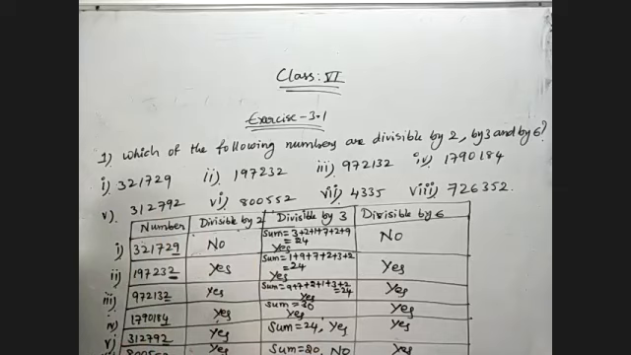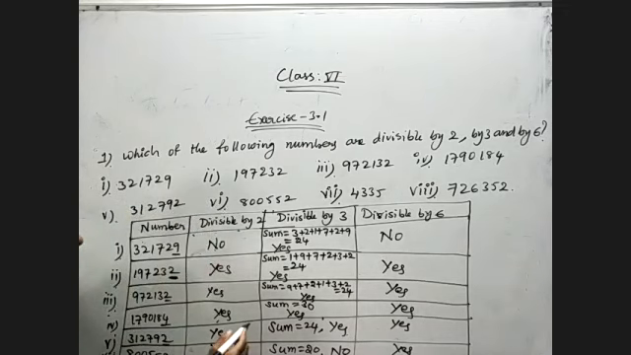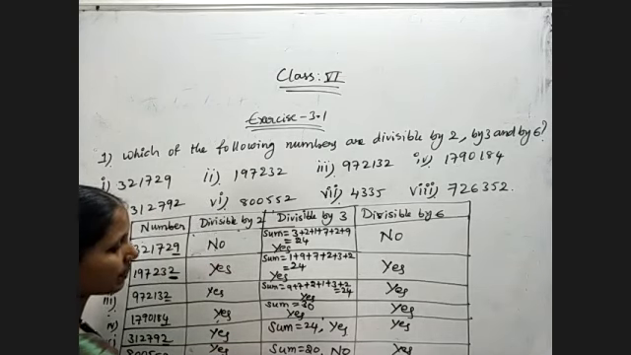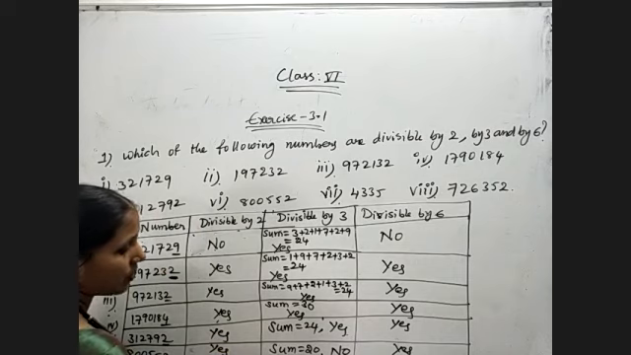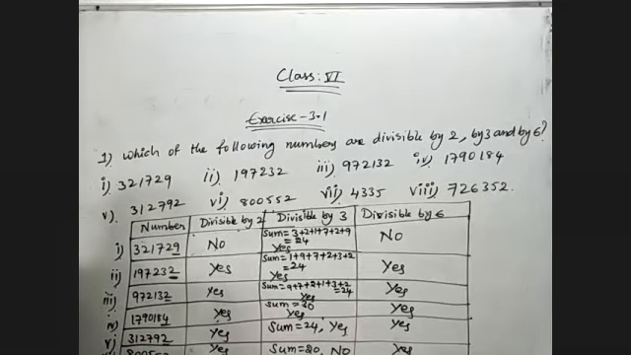And the seventh one. 4, 3, 3, 5. 5 is there in its units place, so it is not divisible by 2. Because it is not divisible by 2, it is also not divisible by 6. And what is the sum of the digits? 4 plus 3 plus 3 plus 5. 4 plus 3, 7 plus 3, 10, 10 plus 5, 15. So 15 is a multiple of 3, so it is divisible by 3. It is not divisible by 2, it is divisible by 3. Because it is not divisible by 2, it is also not divisible by 6.